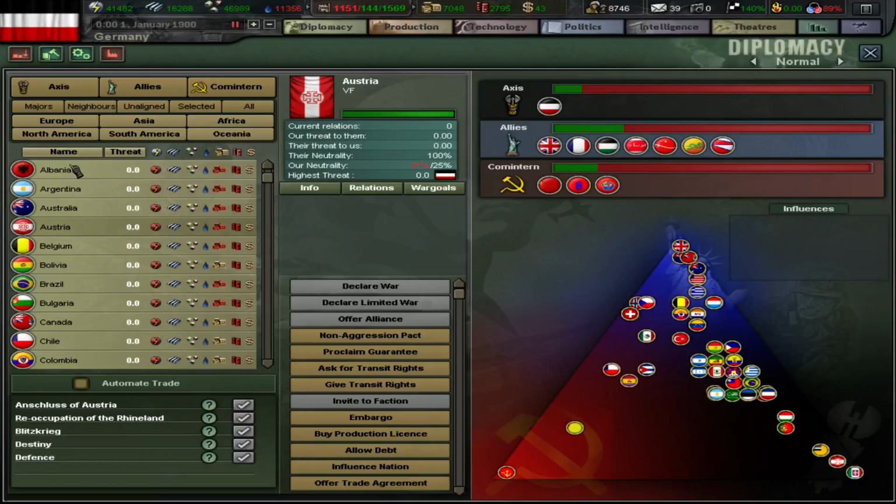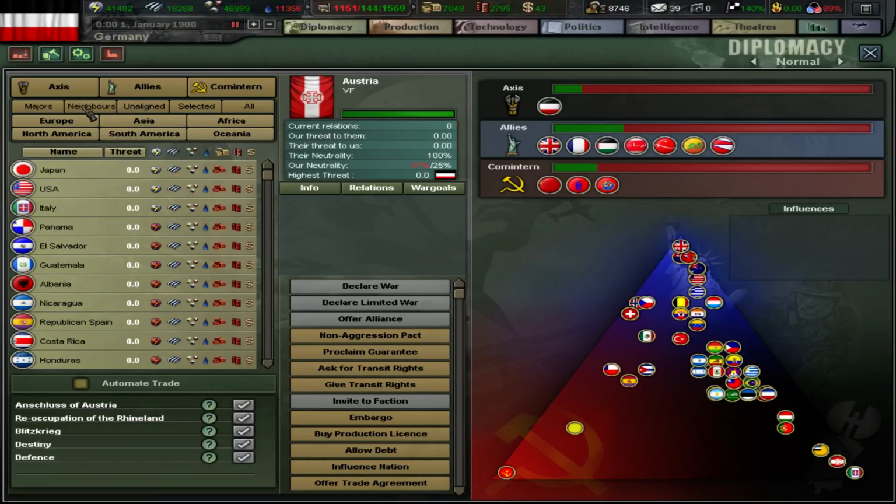Things like that. And then here are all the resources. So anything in red means a deficit. Anything normal colored, like this, means it's perfectly fine. So whenever you hit this button, it automatically will select the country with the most amount of that.